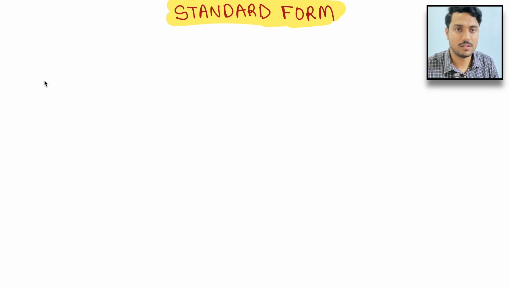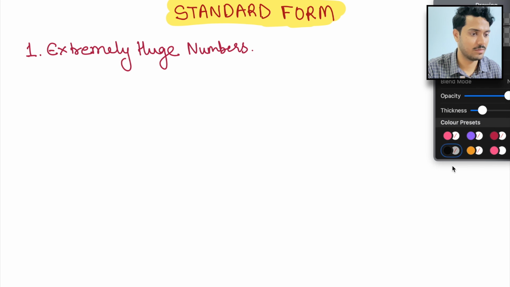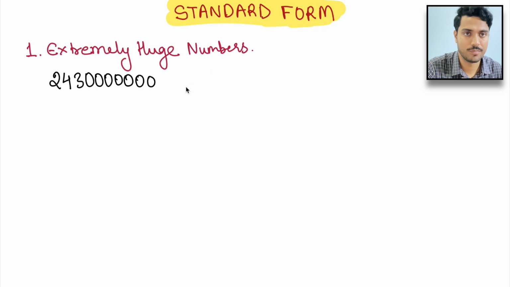So there are two categories. First one is extremely huge numbers, or big numbers. For example, if I have to write 24300000000 in standard form, even before writing the standard form, let's try to understand why there is a need to write this number in standard form. I'll give you one example.